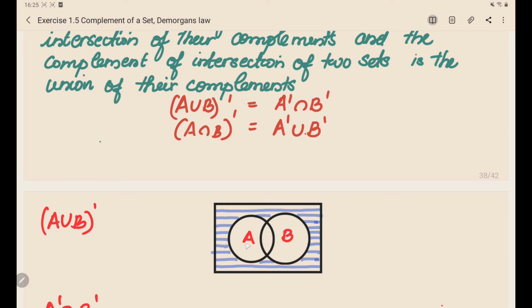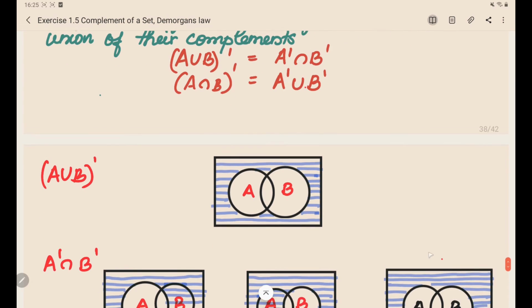A union B is what? All the portions which are elements of both A and B. If you take the complement, what is it? All the elements which are outside of this set. So the elements outside, that is the blue shaded portion in the diagram. So that is the LHS.